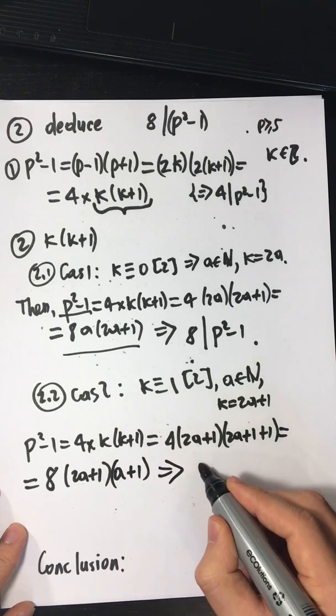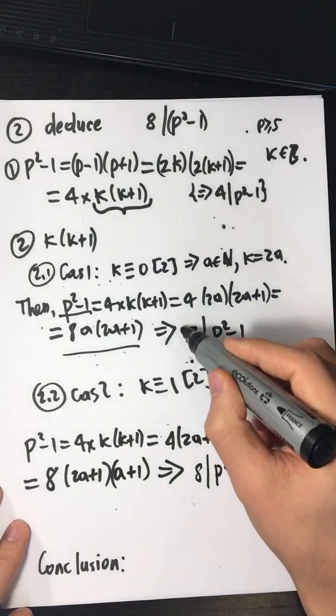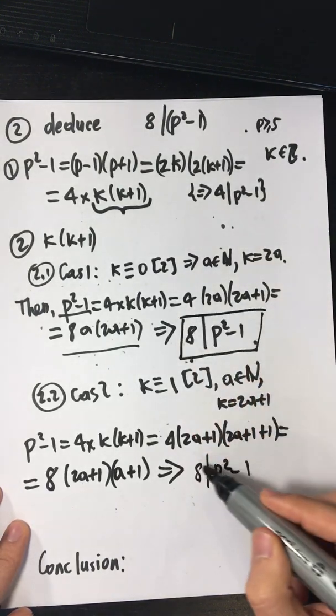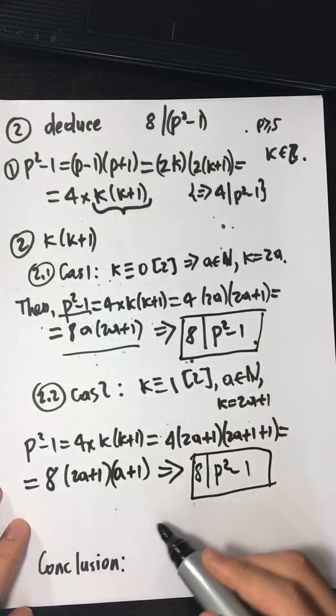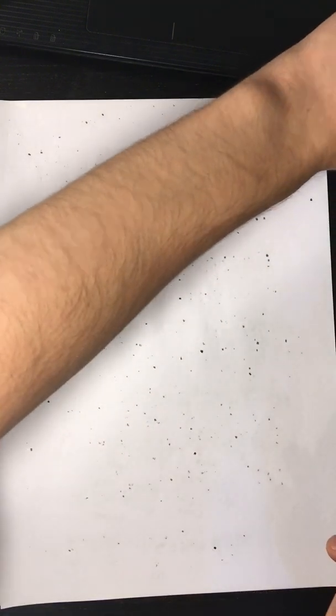From this we can decide that 8 divides p square minus 1, and based on case 1 and based on case 2 we can conclude that 8 divides p square minus 1. Okay, this is done. Next.